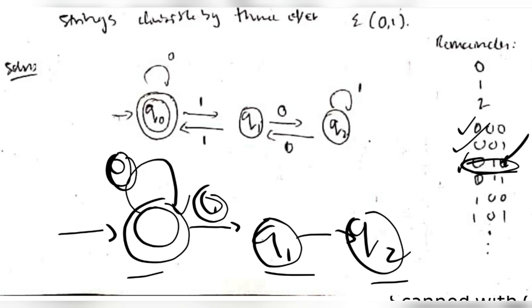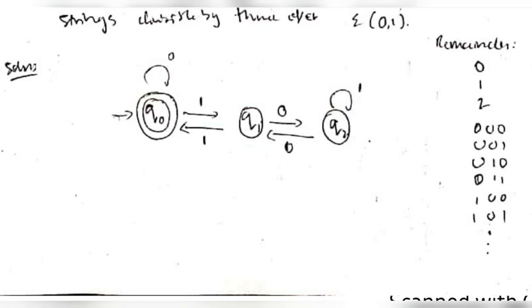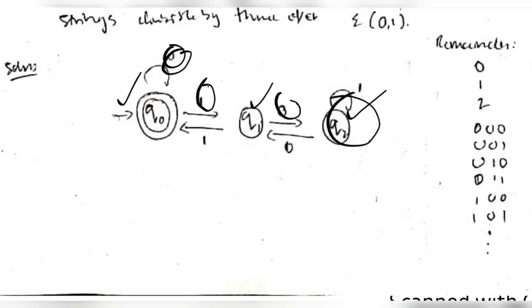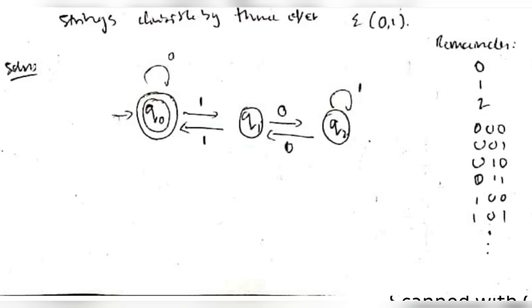0, 1, 0. So therefore we will have 0 here. Okay, that's the same thing I mentioned here. First 0 for no remainder, 1 for remainder 1, 2 for remainder 2. 0, 1, 0 for this one, and 0 and 1 for this one, and 0 for this one. Okay, after doing that we have to set zeros and ones for each state.